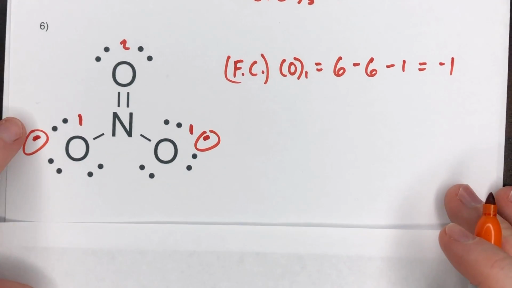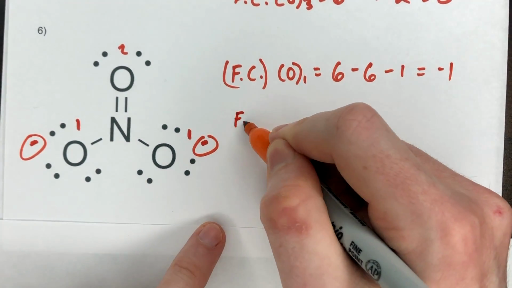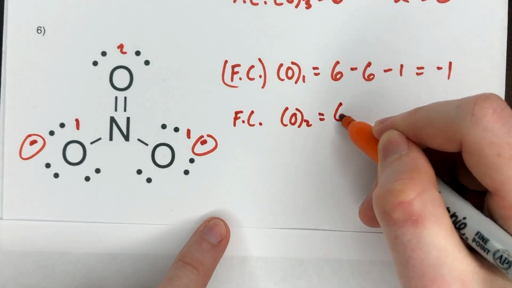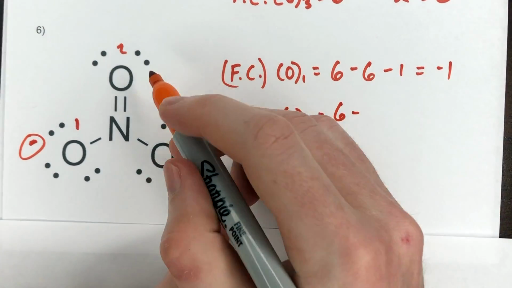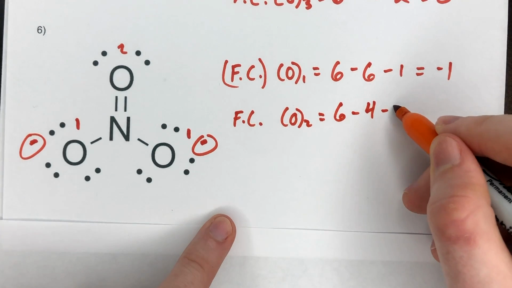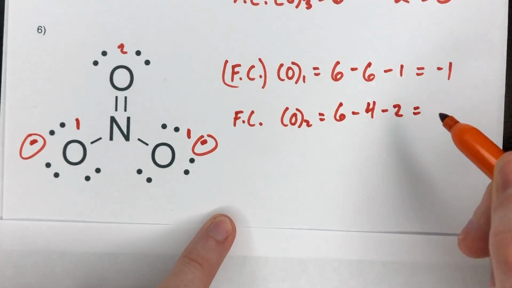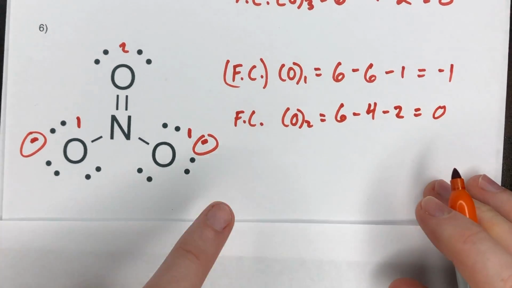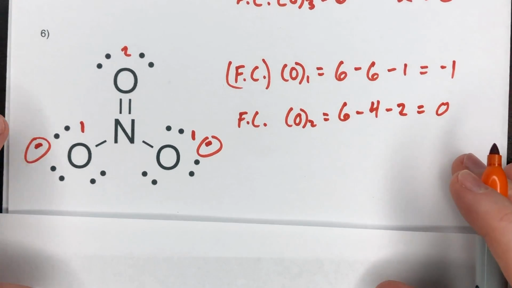Now, if we look at oxygen number 2, this one's different. So again, valence is 6, minus the number of lone pair electrons, there are 4, minus the bonds, there are 2, the double bond to the oxygen here, and now that's 0. So oxygen number 2 has no charge in terms of formal charge counting.